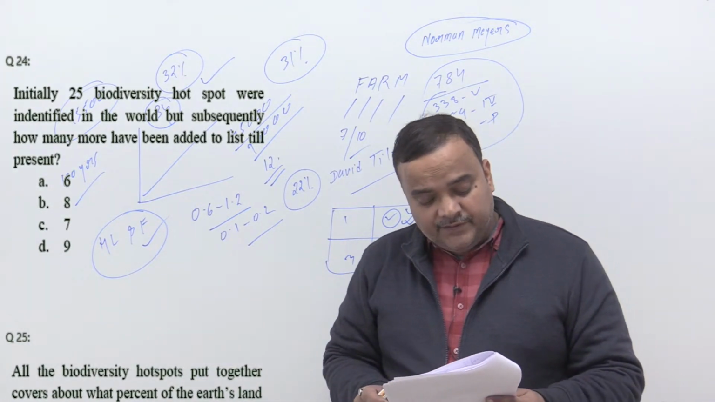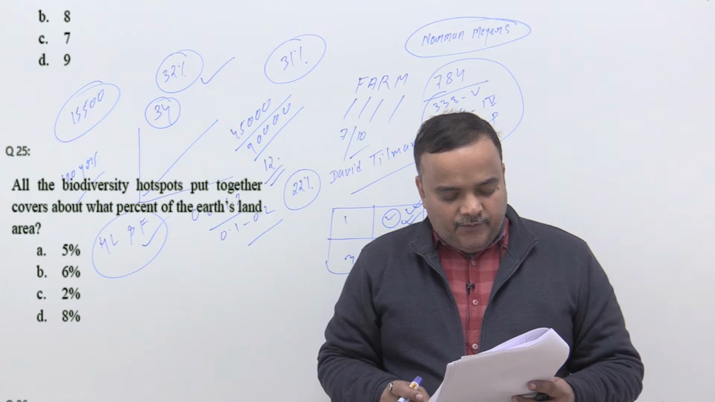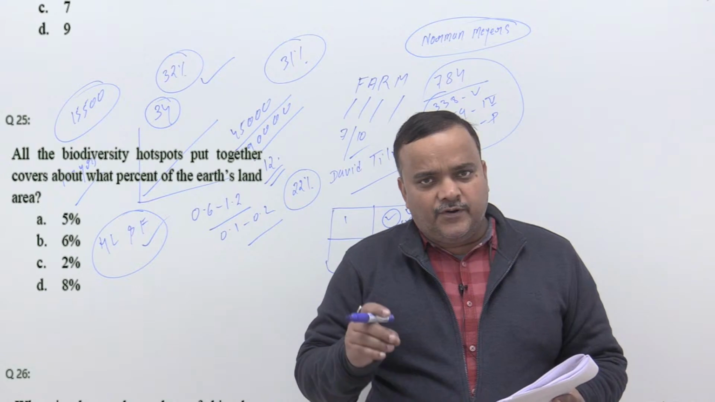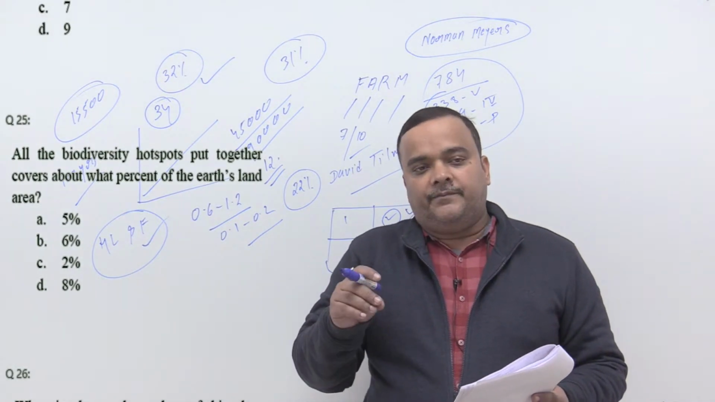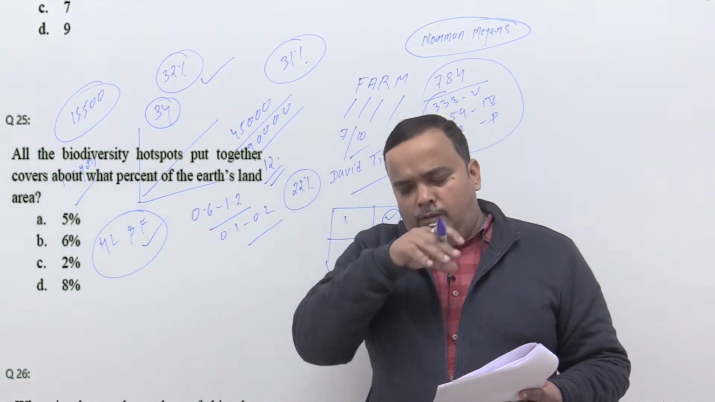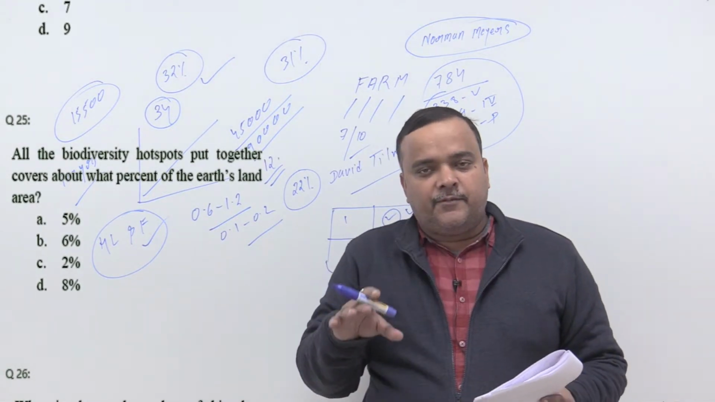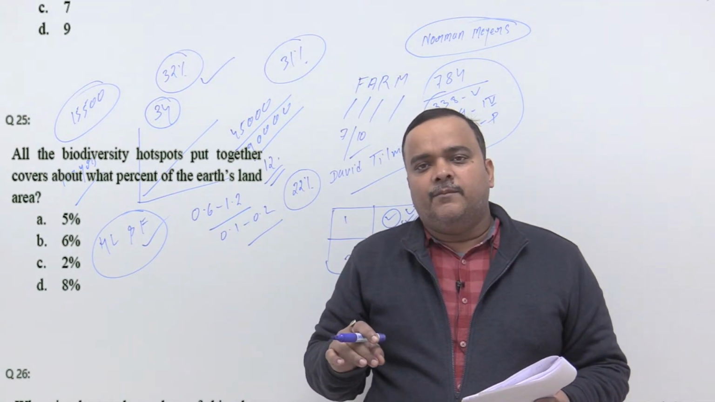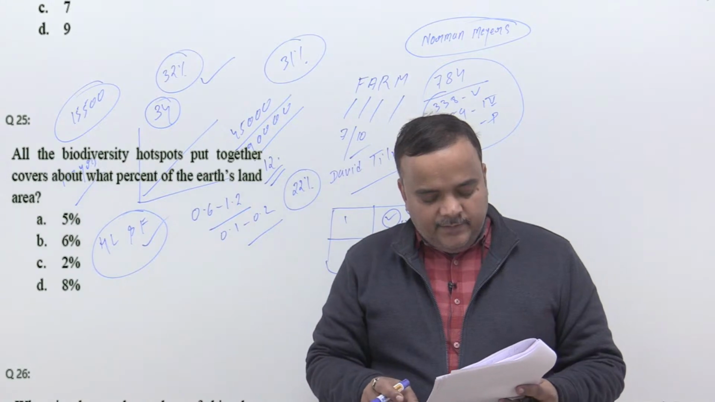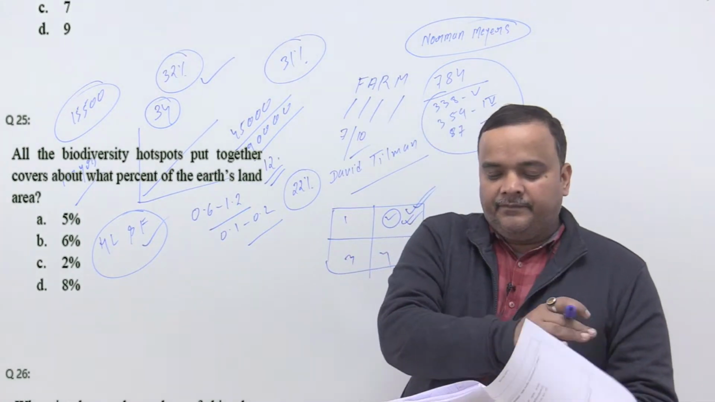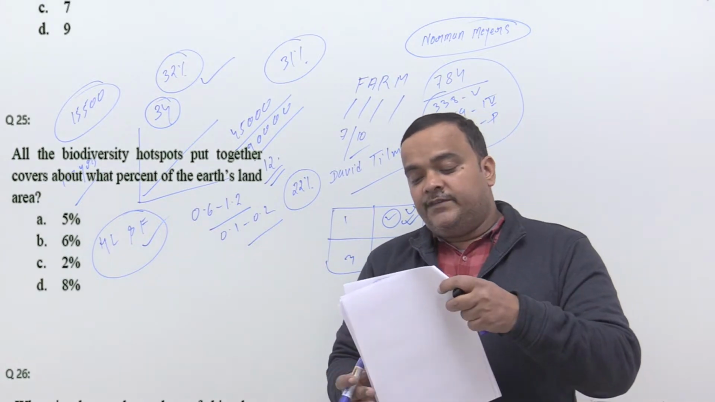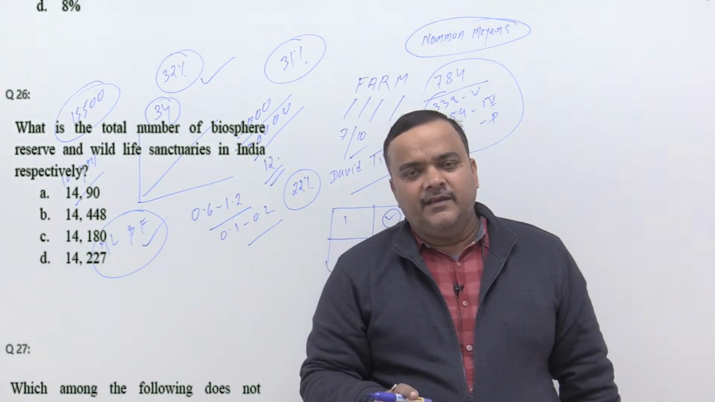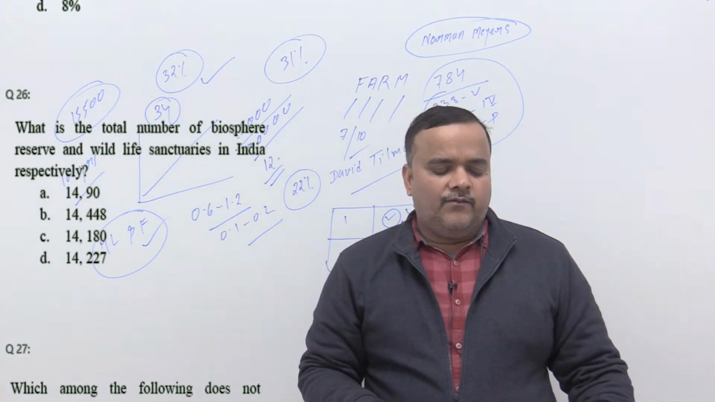Now, next question. All the biodiversity hotspots put together cover what percent of Earth's land area? It is not more than 2%. And if we protect this biodiversity, we will be able to reduce the current loss of biodiversity by 30%. So the answer will be C, that is 2%. Next. What is the total number of biosphere reserves and wildlife sanctuaries in India respectively? As per NCERT, it is 14 biosphere reserves and 448 wildlife sanctuaries.